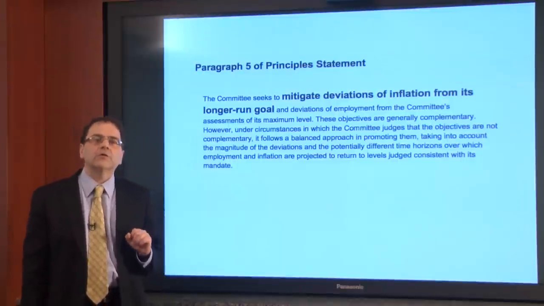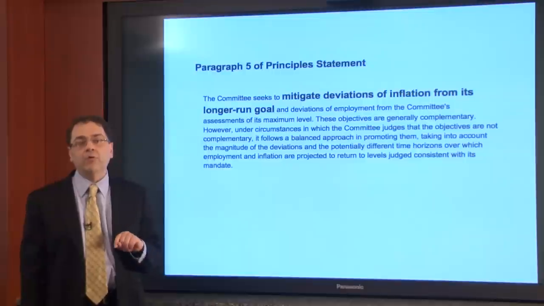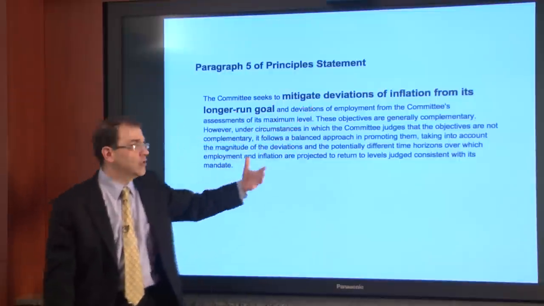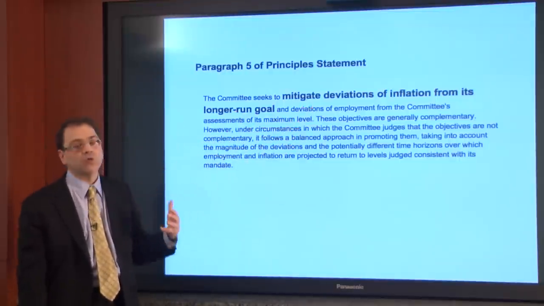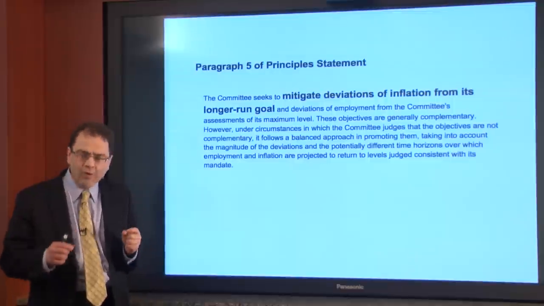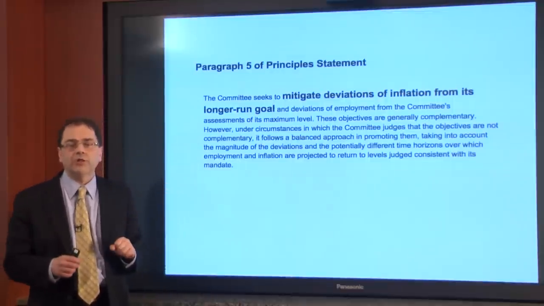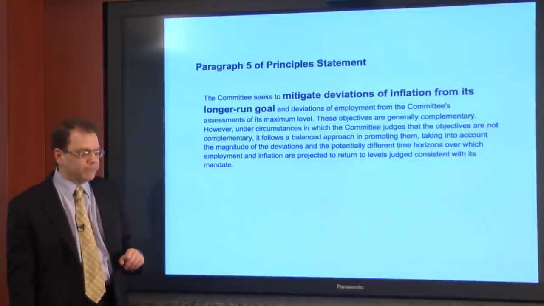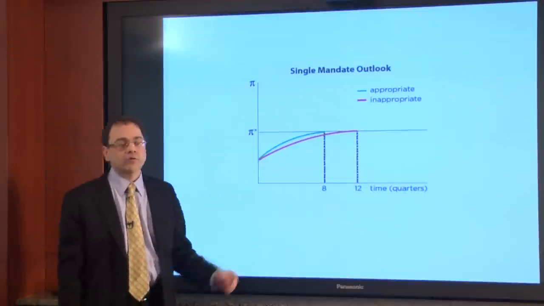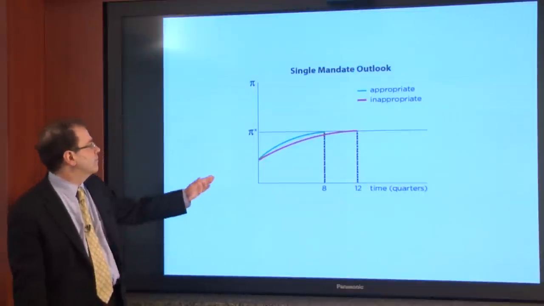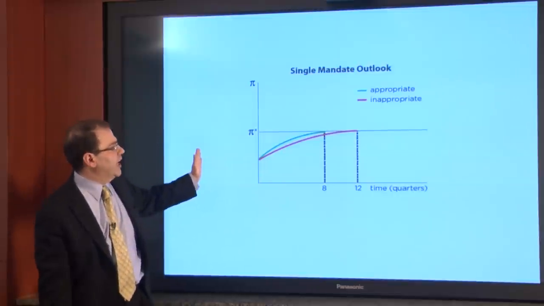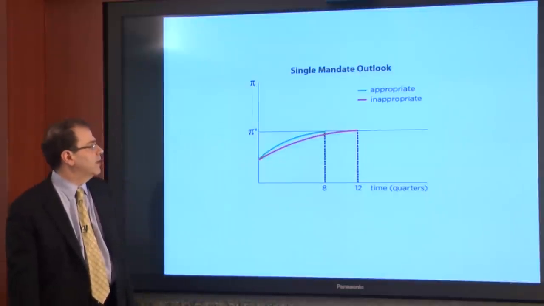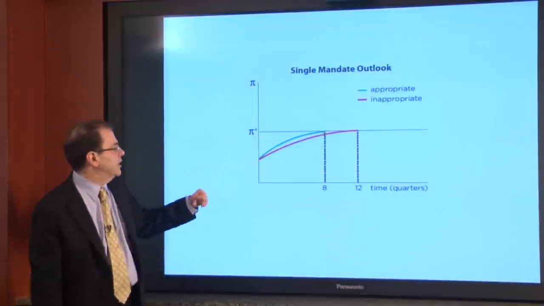If that were the case, if the Fed had only that one mandate of promoting price stability, then this would be, I think, an adequate description of its long-run strategy to mitigate deviations of inflation from its longer-run goal. If that were a description of the committee's strategy, how would it sort out between appropriate and inappropriate policies? I think this chart is very helpful along those lines. This is a chart that describes the evolution of the inflation outlook as we go off into the future under two distinct monetary policy stances.